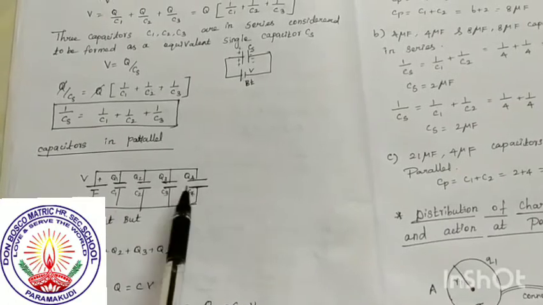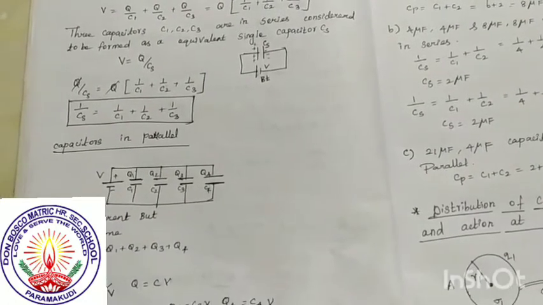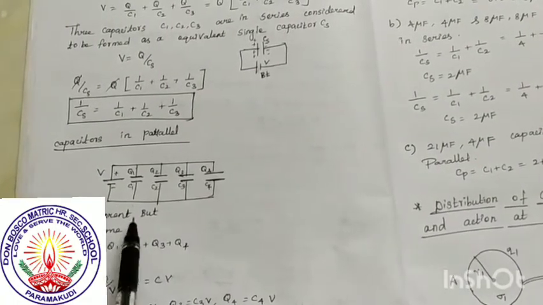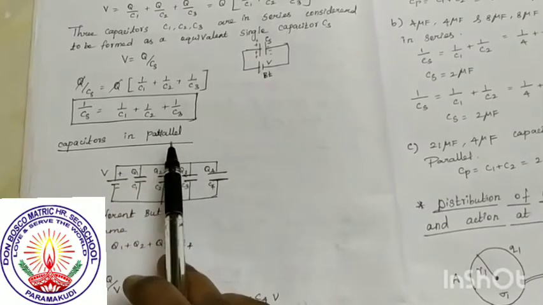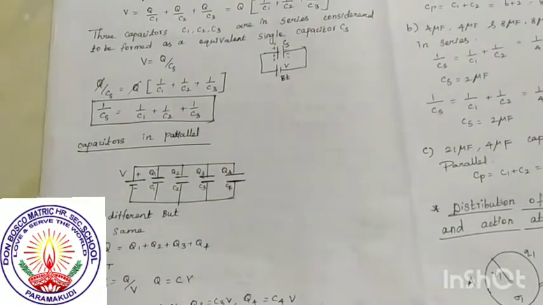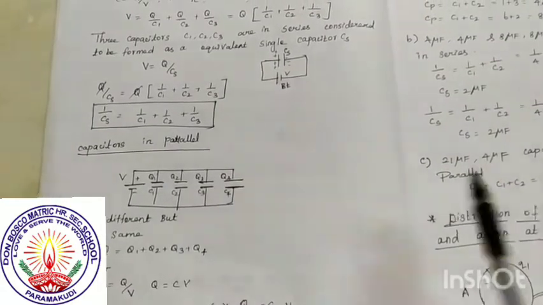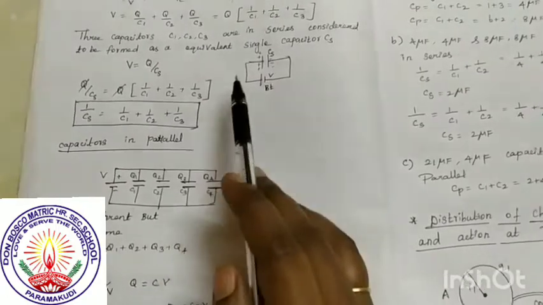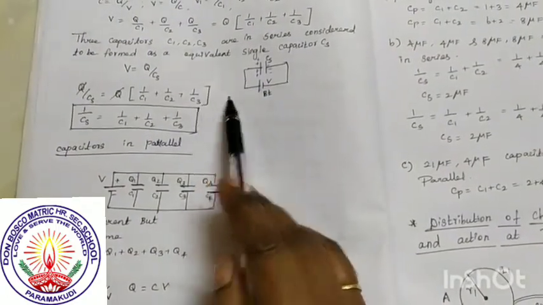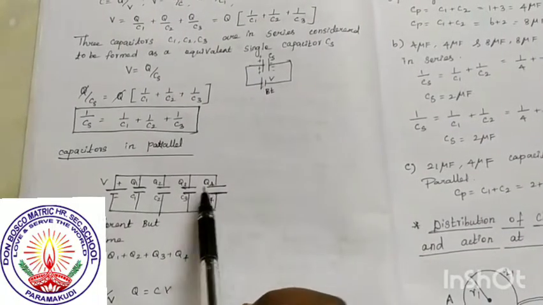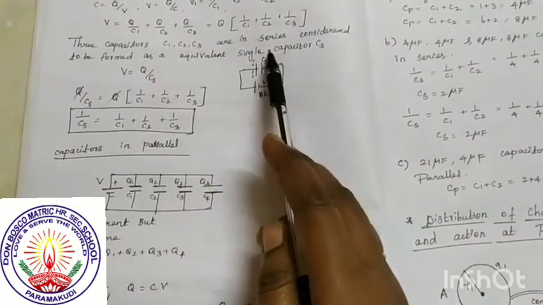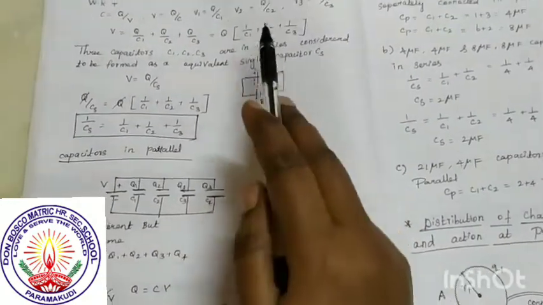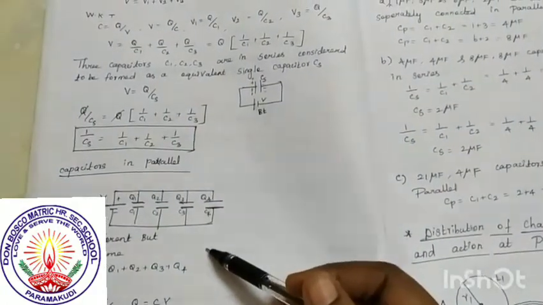So the capacitance of the capacitors is different. So the charge is different but the voltage is the same. So this is the condition of parallel connection. The charge stored in each capacitor is not the same. In series connection the charge is the same, but in parallel connection the charge is not the same. The capacitance is different and the charge is different, because this is the parallel connection.